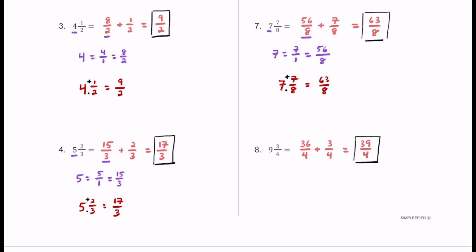Right? Now, this 9 and this 36 over 4 are equivalent. Let me show you. 9 is the same thing as 9 over 1. And then if you multiply top and bottom by 4, 9 times 4 is 36. 4 times 1 is 4. So that's where the 36/4 comes from.